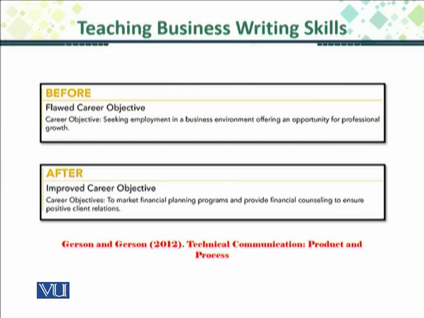You can see here in this image that there was a flawed career objective in the before image, which says seeking employment in a business environment offering an opportunity for professional growth. After improvement, it reads to market financial planning programs and provide financial counseling to ensure positive client relationships. So you can see here that the vagueness has been eliminated.